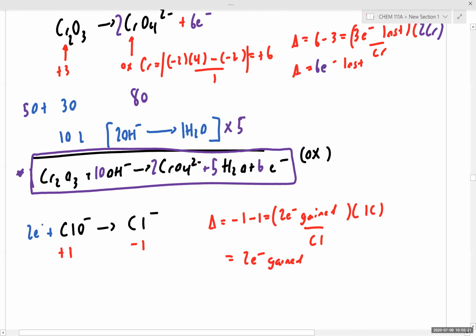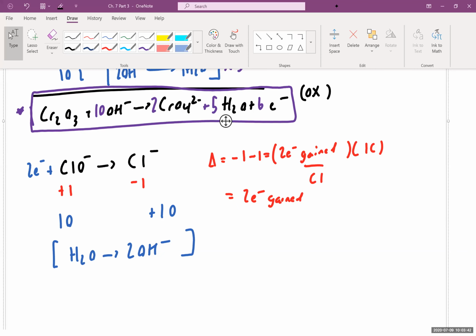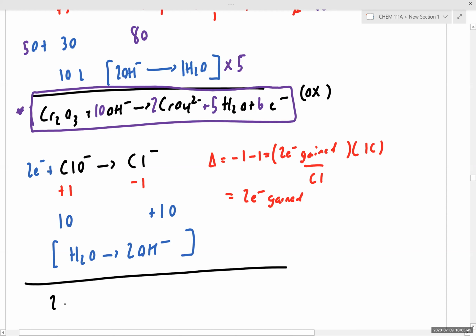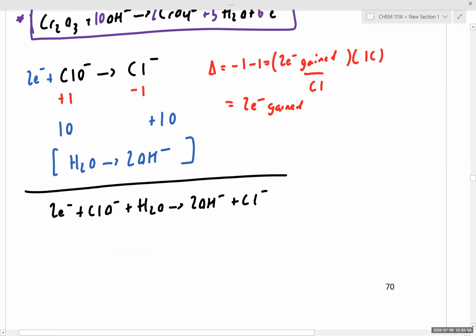Okay. Now looking, we have 1 oxygen on the left. And in order to add 1 oxygen to the right, we'll look at our cheat sheet and we'll add a pair of water and hydroxide. Combining our equations together, we get 2 electrons plus ClO minus plus H2O leads to 2 OH minus plus Cl minus.